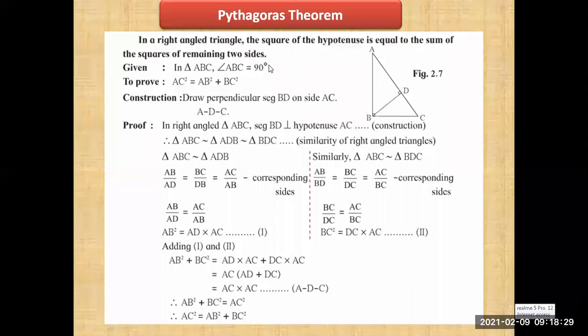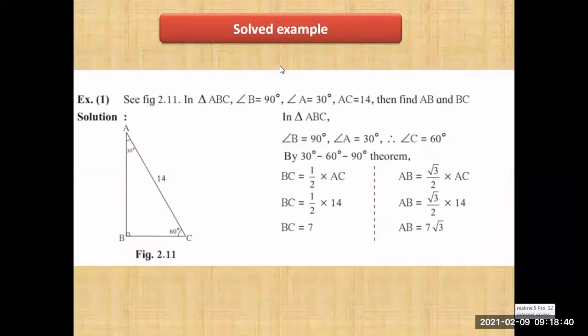Now, as we have seen the properties and 3 theorems, we will solve examples based on these theorems and properties. So let's start. First question. See, figure 2.11. In triangle ABC, angle B is 90 degree, angle A is equal to 30 degree. Then find AB and BC. Students see, in the figure it is given, this one is 90 degree and angle A is 30 degree.